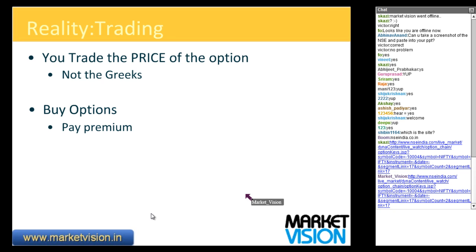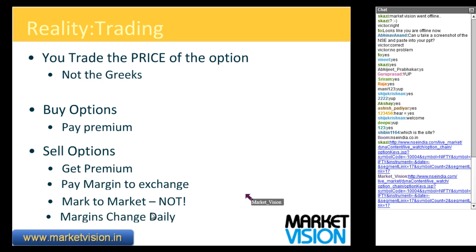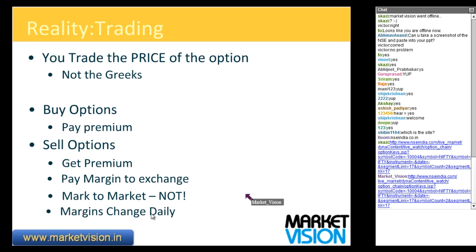When you buy options, you pay a certain premium. When you sell options, there is an interesting thing that happens. You get the premium, it comes into your account, but it's an obligation that you have. You don't have the right. The owner of the option, the buyer of the option, has just paid the premium. He needs to pay nothing more. His risk is done. That's it.